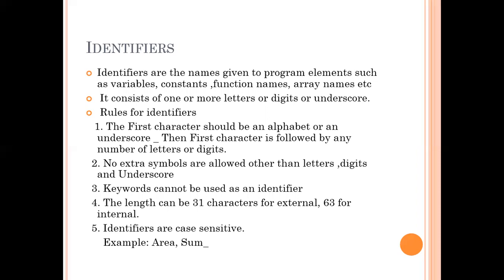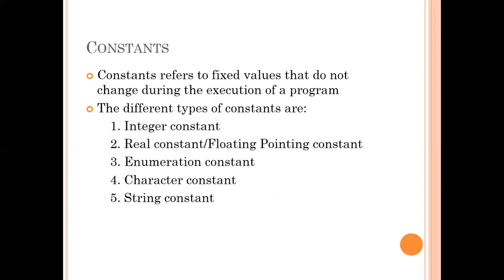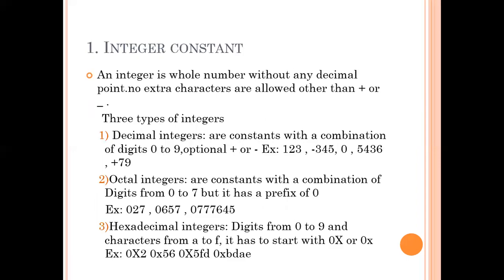Identifiers are case sensitive. Okay. Then constants. Constants in C refer to fixed values that do not change during the execution of a program. There are different types of constants.